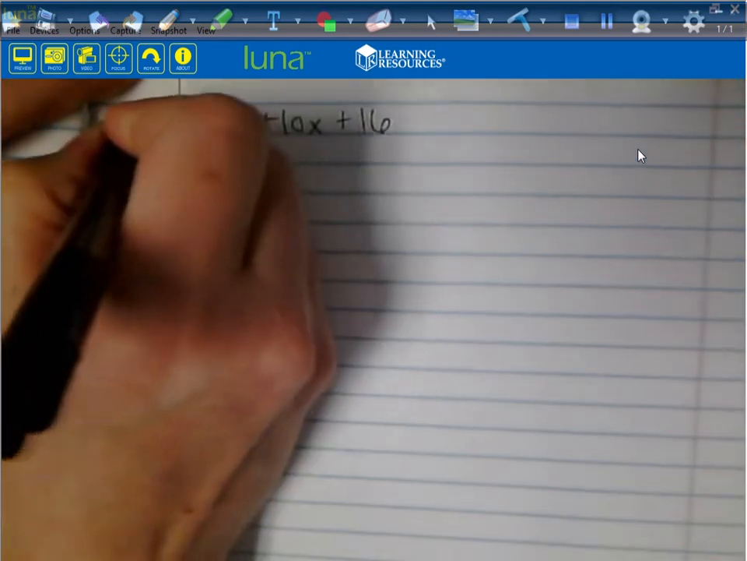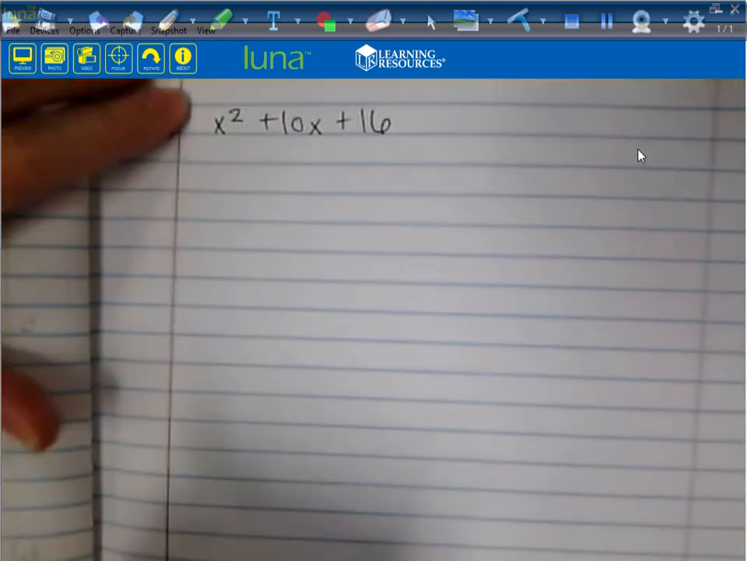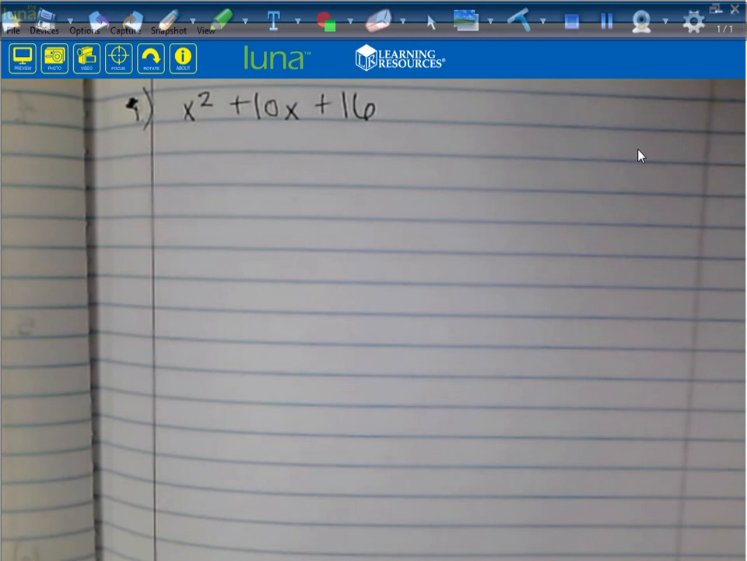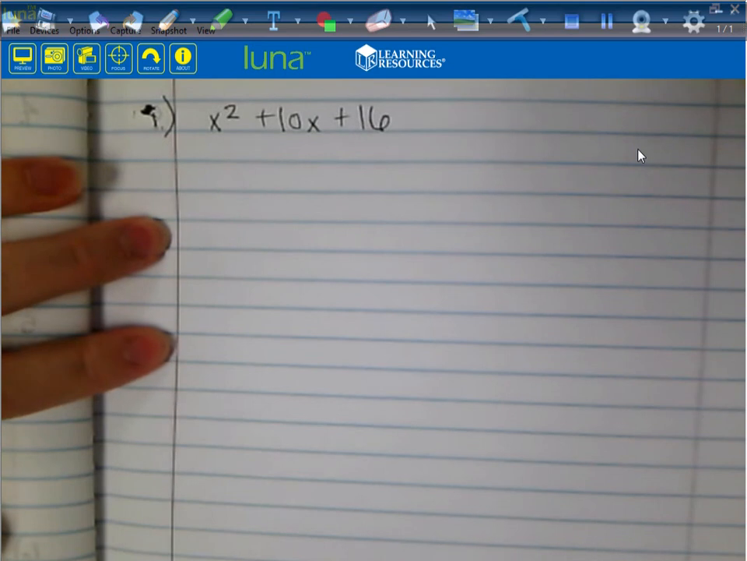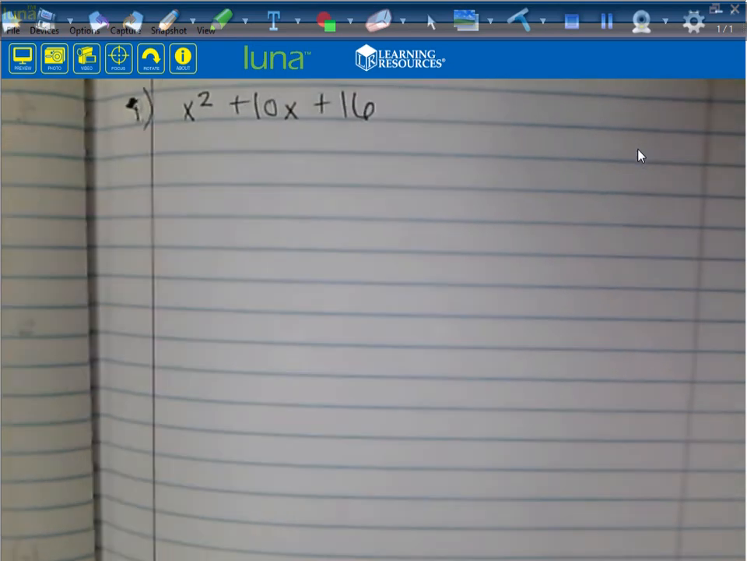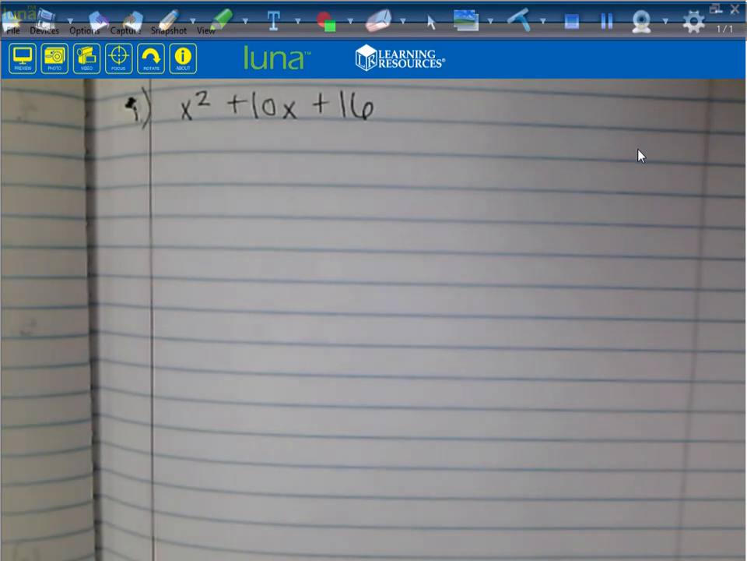X squared plus 10x, I tried, plus 7. I'm sorry, plus 16. X squared plus 10x plus 16. So the thing is that this may seem a whole lot simpler than what we've been doing, and in a lot of ways it is, but sometimes a problem can look like it's a perfect square trinomial when it's actually not, and that's why in every single one of the ones that we've done so far, we've made you check that middle term.